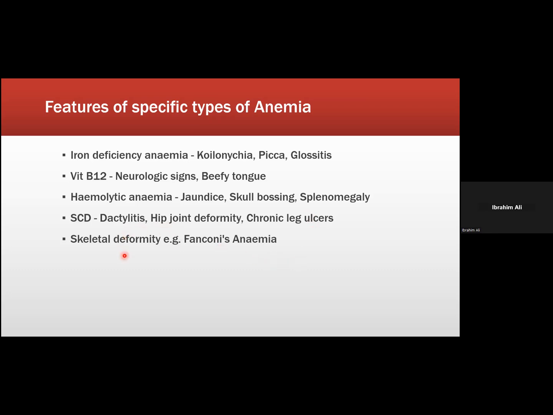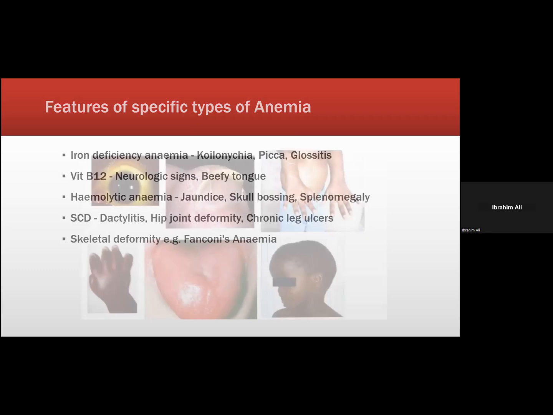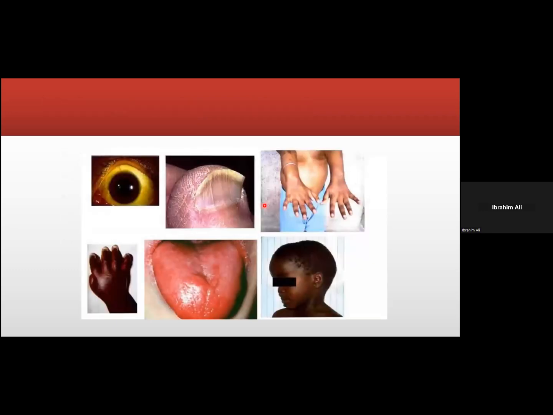And then in case of Fanconi anemia, you can have skeletal deformities. So in the next slide, you will see the spot. By the way, they like to bring this kind of pictures, and then they will ask you which kind of anemia is this. So can someone tell me the first picture, the one on the top left? Yeah, this one. What is it?